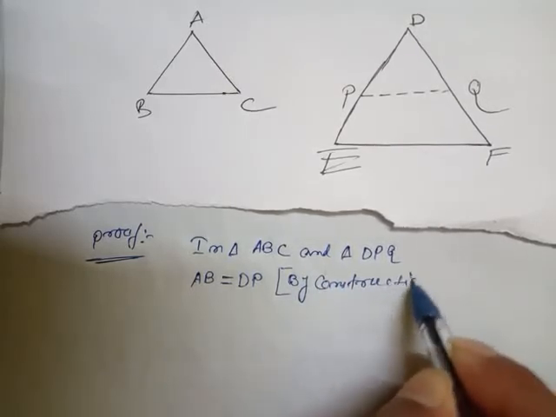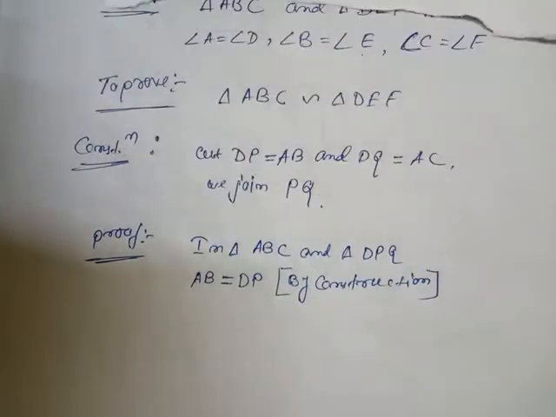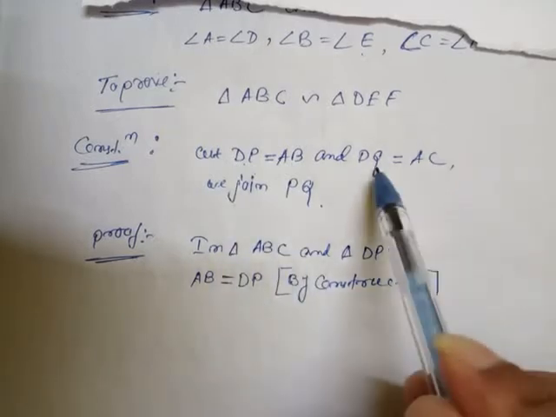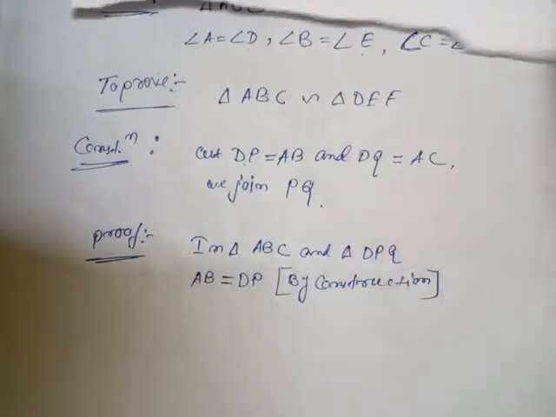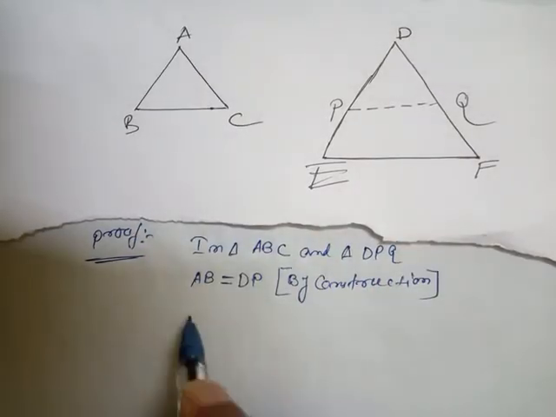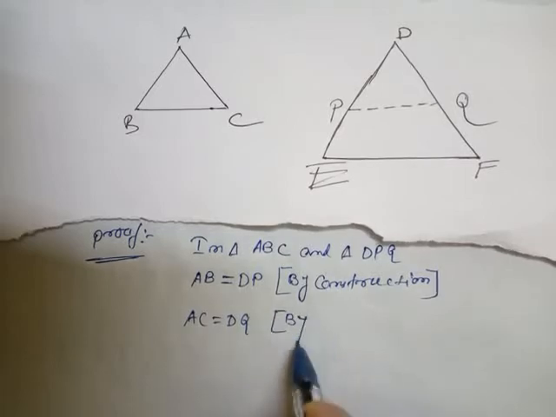Now look, I am showing you. Look here, AB equal to DP by construction. Cut DP equal to AB means AB equal to DP by construction. Similarly, DQ and AC also by construction. So we'll write here AC and DQ, this is also by construction.